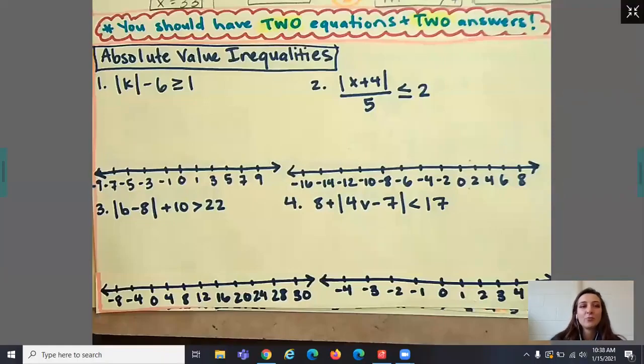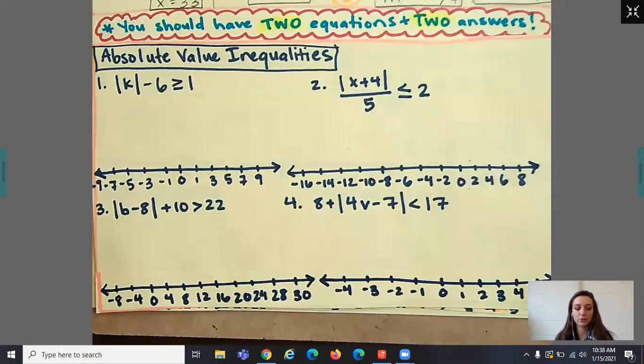Hello, everyone. We're going to be working with absolute value inequalities. Before this, we were working with absolute value equations, and this is going to be very similar. You are going to end up with two different equations, and then we're actually going to end up shading on the number line. So let's start with this very first example.